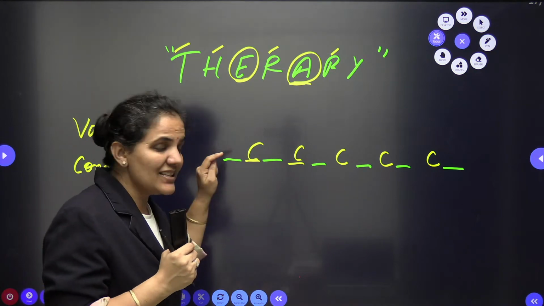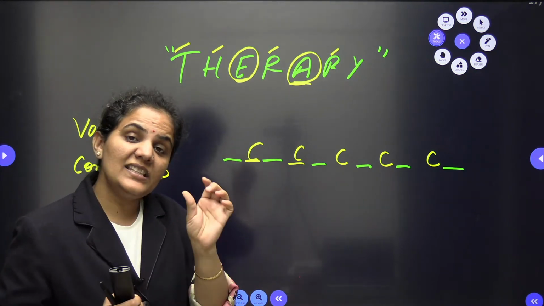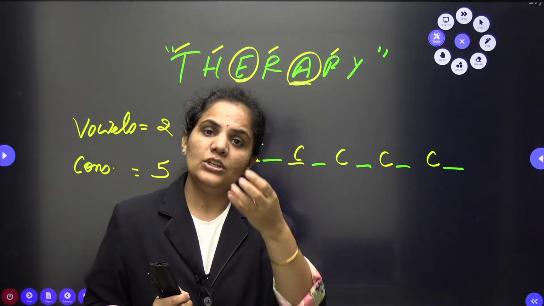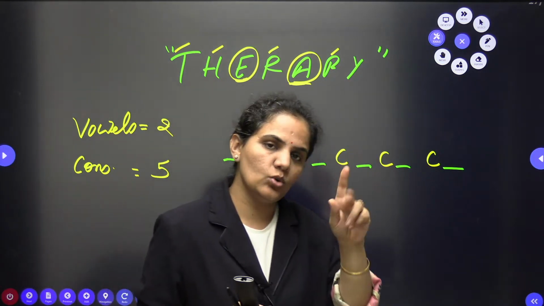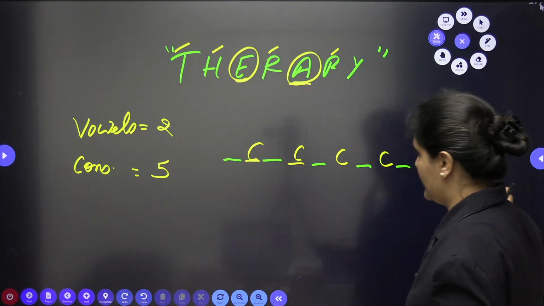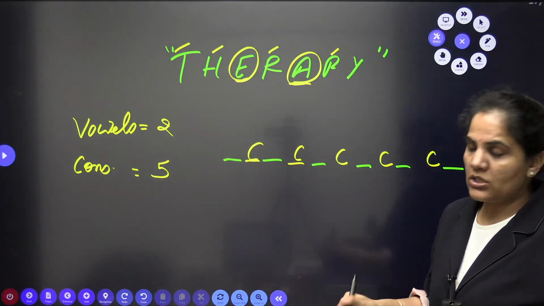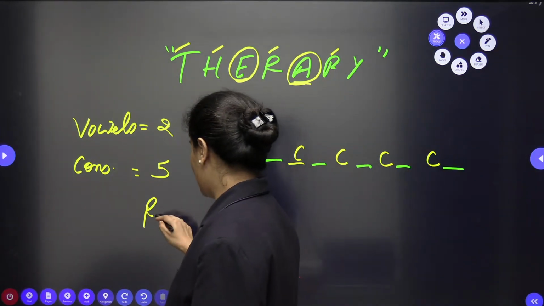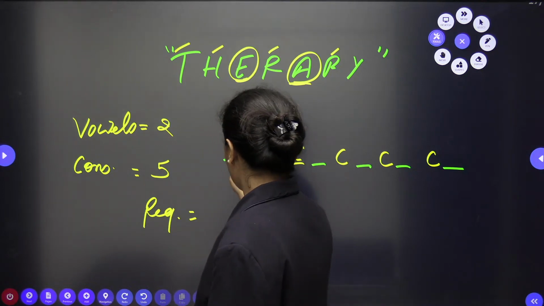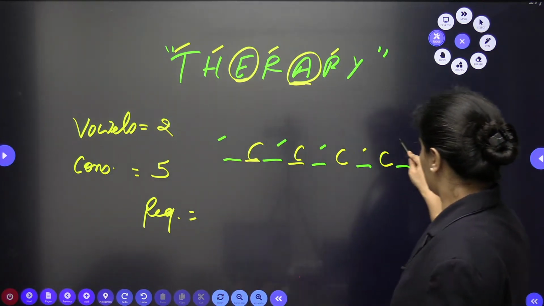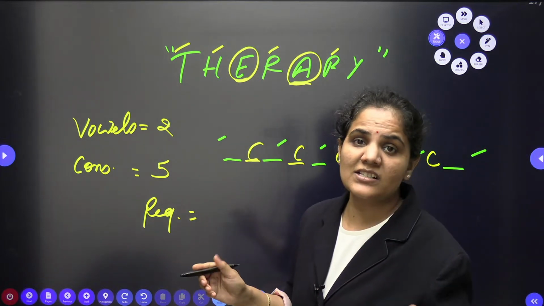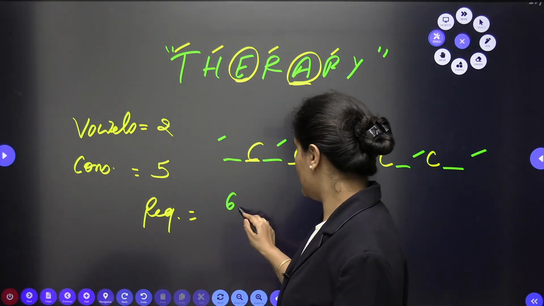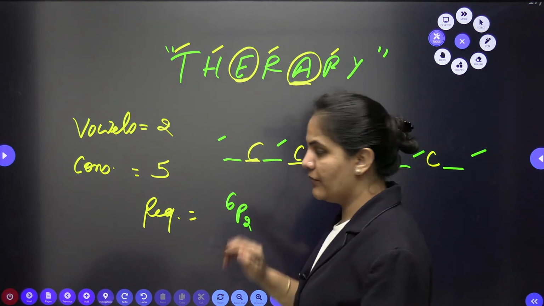Okay, at these 6 blank spaces, you can choose any 2 places, or you can arrange the 2 vowels on these 6 places. It's up to you. So I will write down directly here that the required number of ways will be, we are having 6 places now. So 6 places, and we need to arrange on these 6 places 2 vowels. So this will be 6P2 first of all.